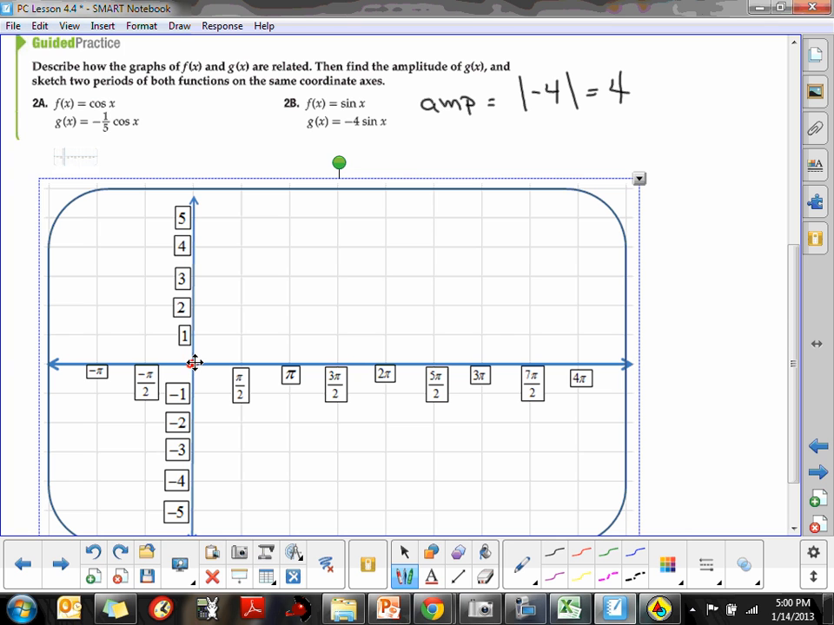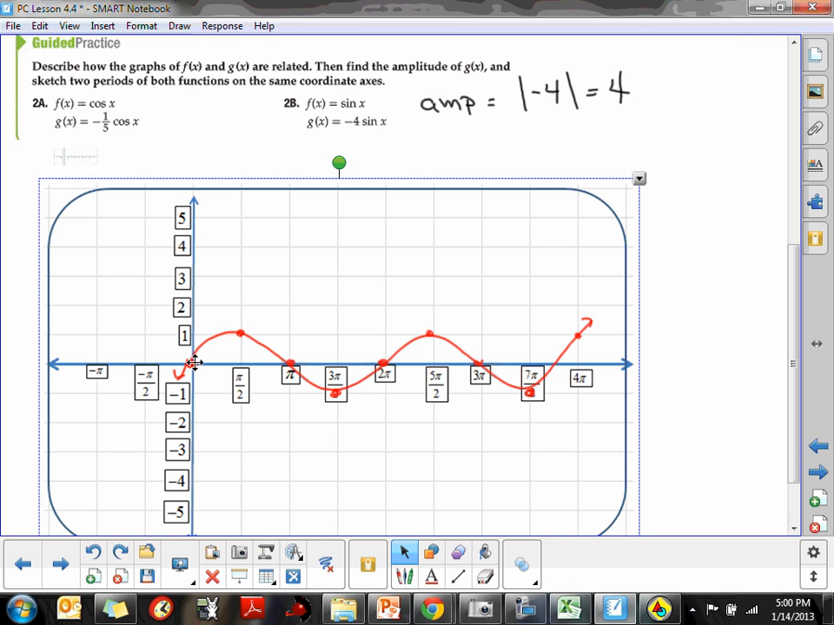At pi halves, it hits its maximum value of 1. At pi, it's at 0. At 3 pi halves, it's at negative 1. At 2 pi, it's at 0 again, and then it repeats the values: maximum, 0, minimum, back to 0. Here's what the curve looks like through 2 pi.